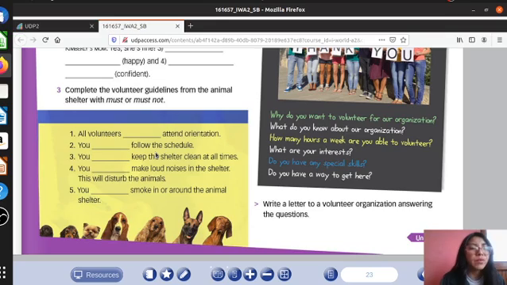This will disturb the animals. And the last one, you smoke in around the animal shelter. What is the meaning of smoke? Smoke, sorry. Okay, that's right. So it is a prohibition. You mustn't smoke in or around the animal shelter. Tú no debes fumar. That's right.